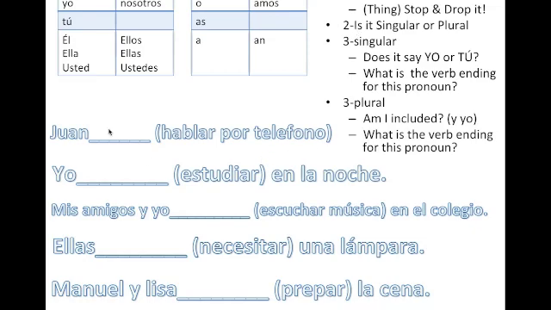Let's look at our sentence. Juan hablar por teléfono. We have to remember that whenever a verb ends in AR, it's in the infinitive or its original form, and it means to talk. So we don't want to say Juan to talk on the phone. We want to change the verb so that it says Juan talks on the phone. So what I'm going to do first is ask myself, what is my subject? Or who is doing the action? Who is talking on the phone? Hopefully you said Juan. Yes, Juan is talking on the phone.